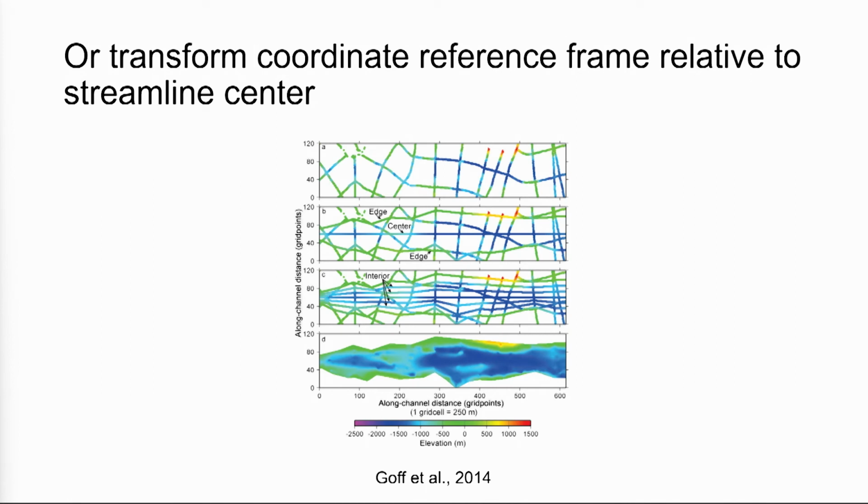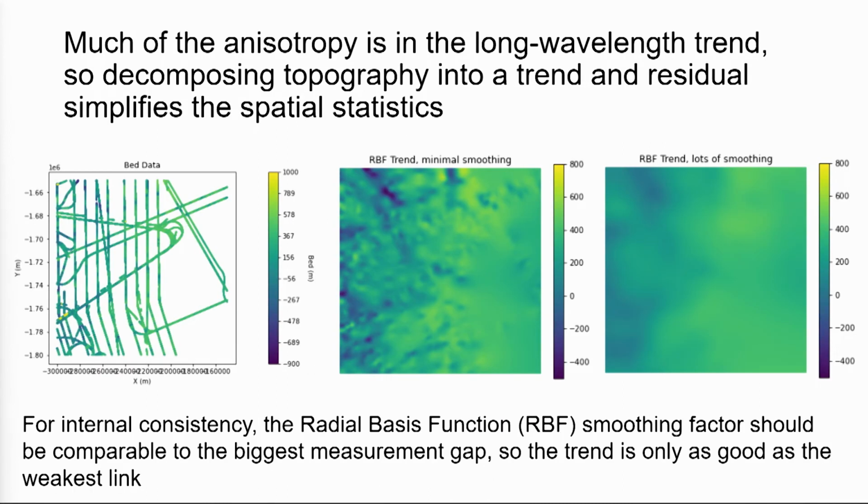Or we could do something like John Goff did at Thwaites, where he did a coordinate transformation to straighten channels and then interpolated those transformed channels and then back transformed them. But I actually don't think it needs to be that complicated, because a lot of this anisotropy in the topography is in the long wavelength behavior, not the short wavelength behavior.